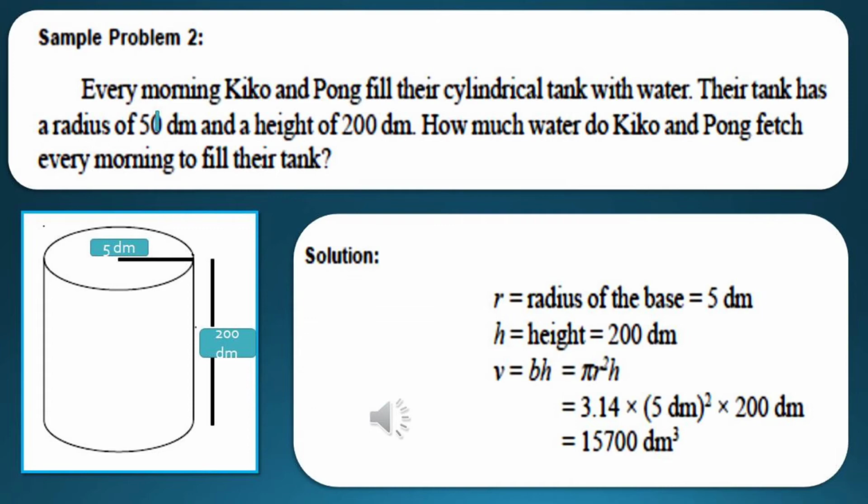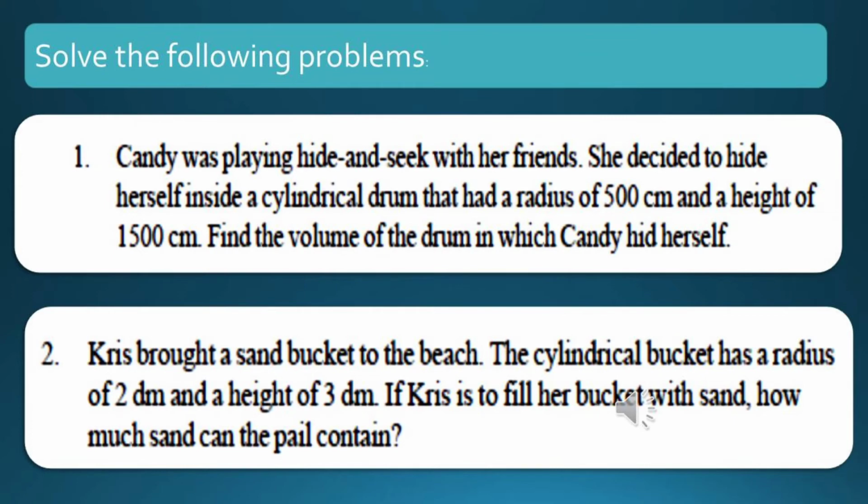Congratulations! Let's have another exercise. Solve the following problems. Number 1. Candy was playing hide and seek with her friends. She decided to hide herself inside a cylindrical drum that had a radius of 500 centimeters and a height of 1,500 centimeters. Find the volume of the drum in which Candy hid herself.